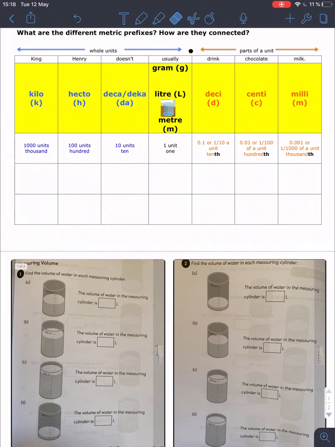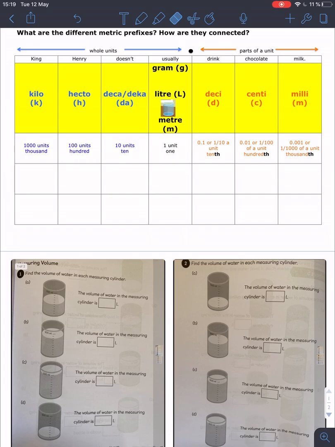Hi, grade 4. You've been working on converting different units of measurement. And one of the things that makes this really hard is that we're taking pieces of knowledge and understanding from different areas of math and using them all at the same time.